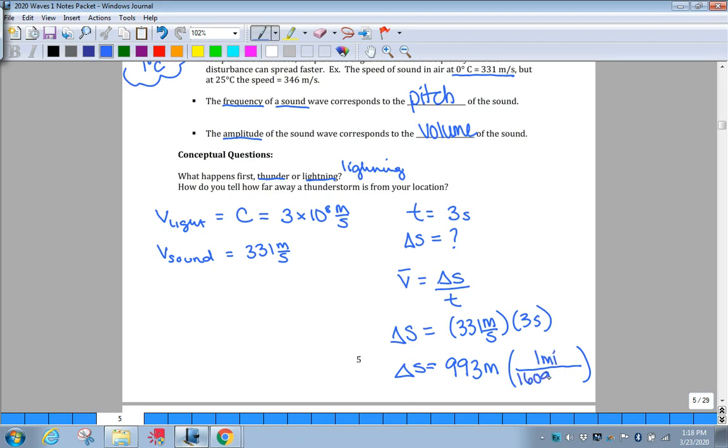Okay, and then we would convert this if we wanted to know in miles. There are 1,609 meters in 1 mile. So if the lightning storm is 3 seconds away from you, that's a little over half a mile, 0.62 miles away from you. So it's time to go inside and get away from the thunderstorm. Okay. All right.